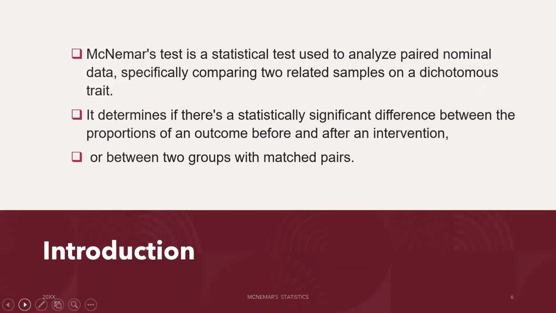Now, a brief introduction. What is McNemar's test? McNemar's test is a statistical test which is used to analyze paired nominal data, specifically comparing two related samples on a dichotomous rate. It determines if there's a statistically significant difference between the proportions of an outcome before and after an intervention. Or it can also apply to the situation where two groups with matched pairs are under study.